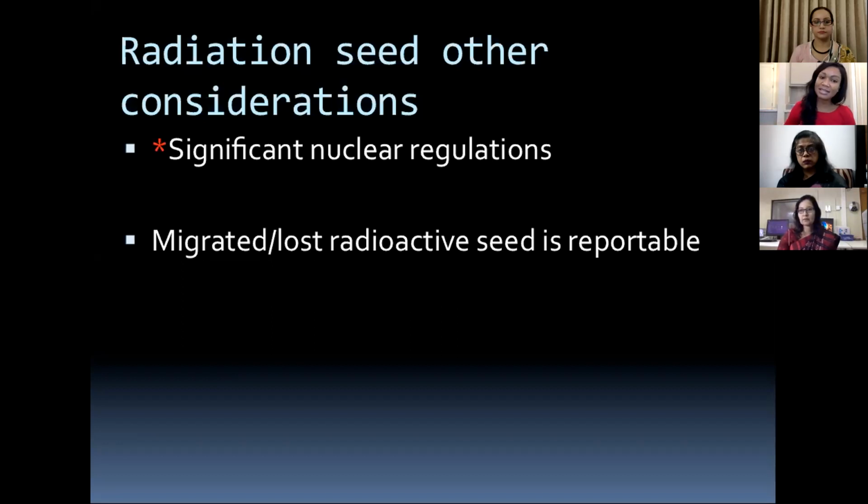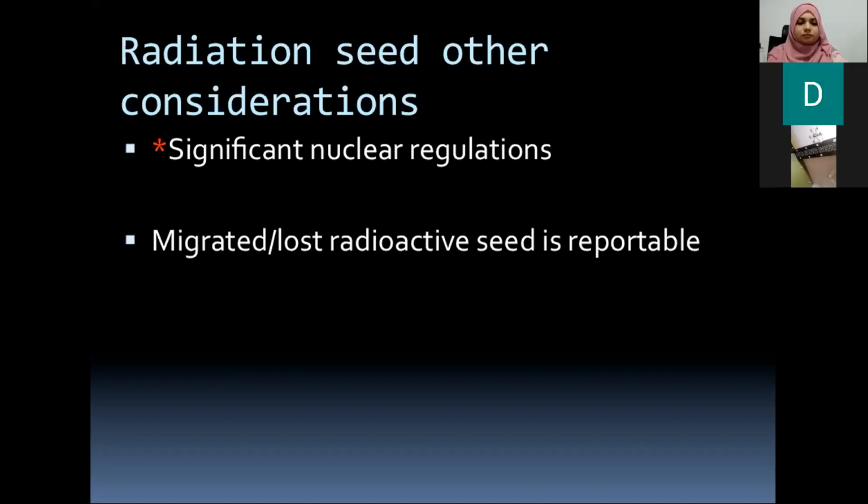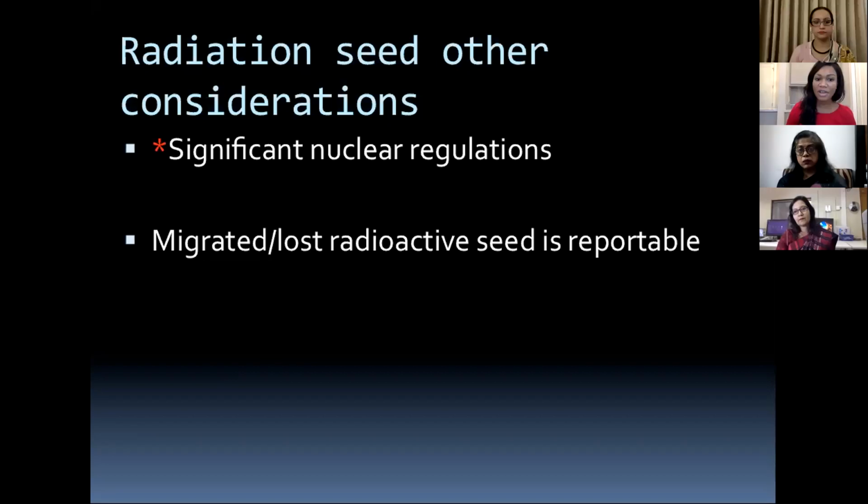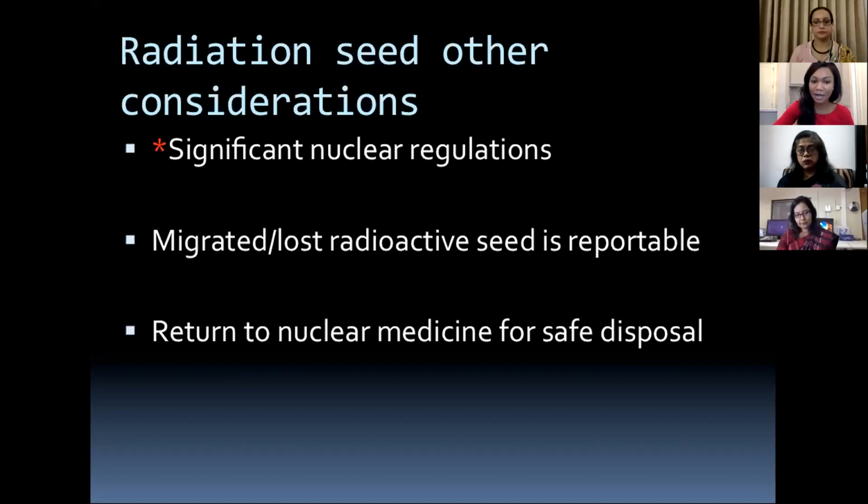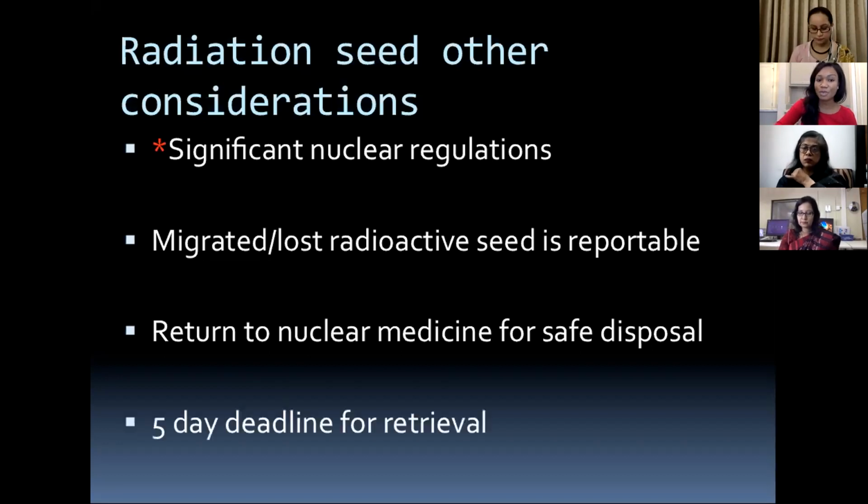If a seed gets lost, or if it migrates in the breast, it is a reportable event. It's quite a mess trying to track it down. They have to be returned to nuclear medicine from pathology for safe disposal after they've been removed from the breast. So there's actually quite a bit of headache with this. And this is why, for example, at my institution, we've mostly moved away from using these radioactive seeds.